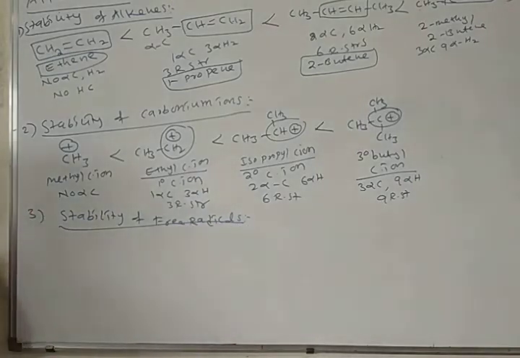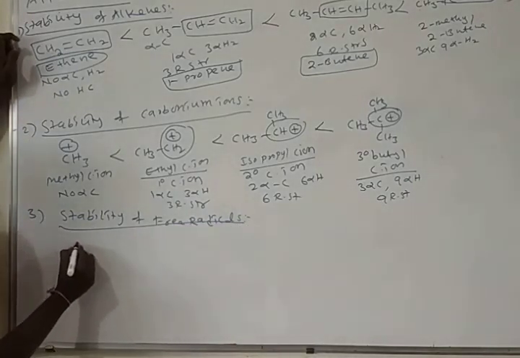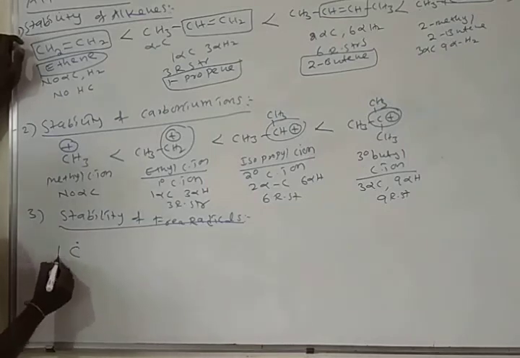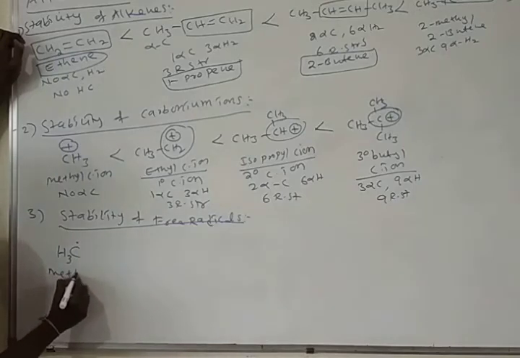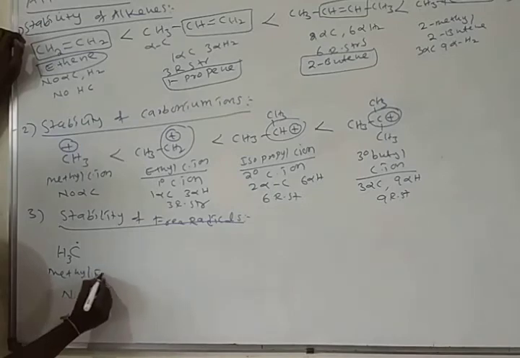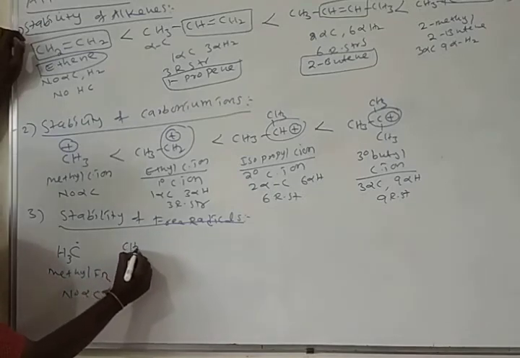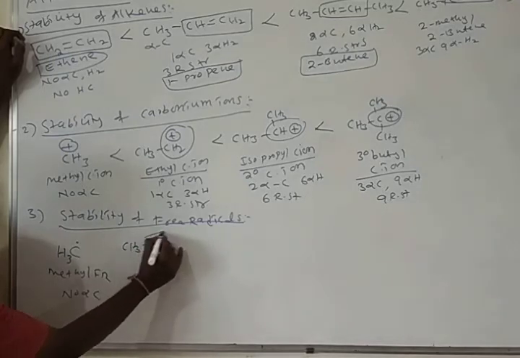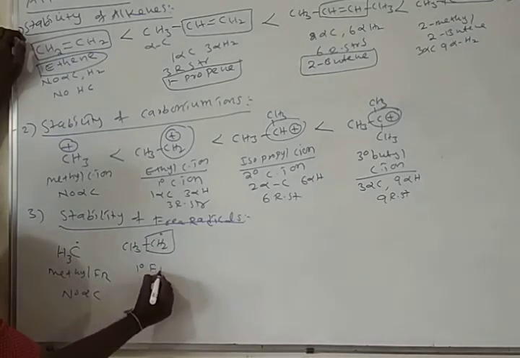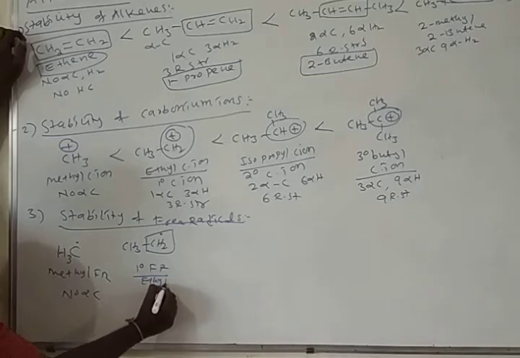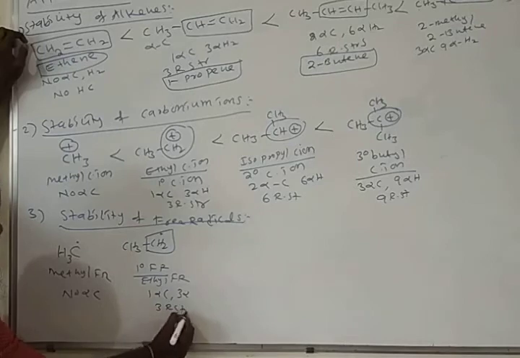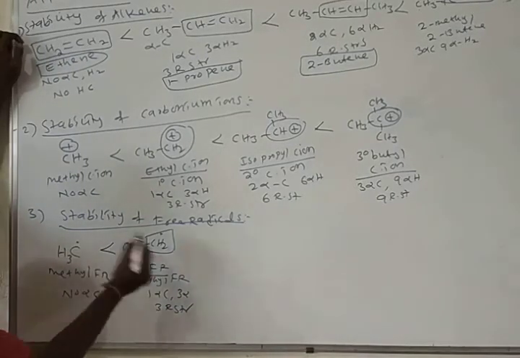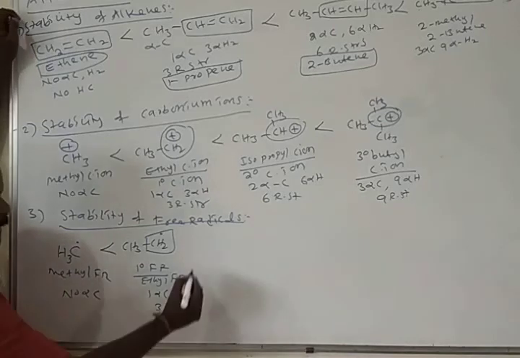Stability of free radicals. What is a free radical? An odd electron containing species we call a free radical. Here I am taking CH3 dot. This is methyl free radical, no alpha carbons. CH3CH2 dot, this we call primary free radical or ethyl free radical. It contains 1 alpha carbon, 3 alpha hydrogens, 3 resonance structures. So ethyl free radical is more stable than methyl free radical.